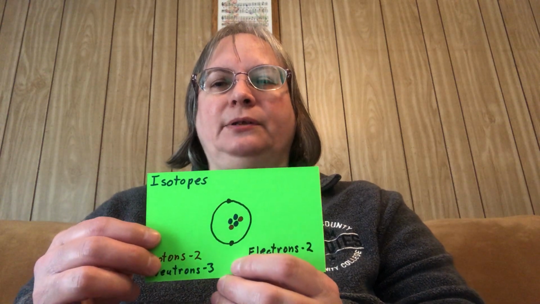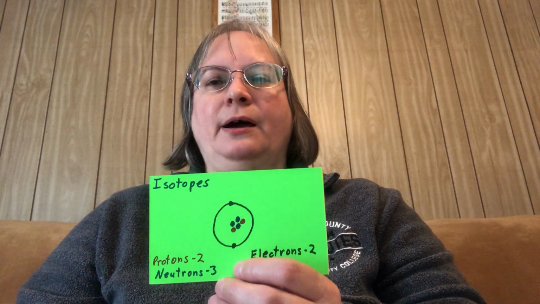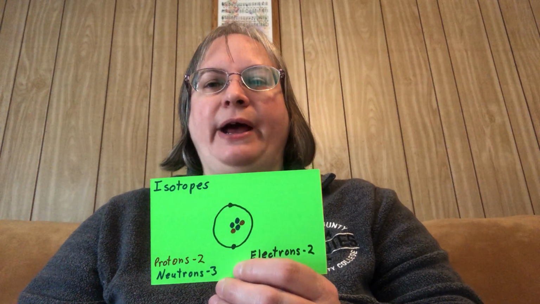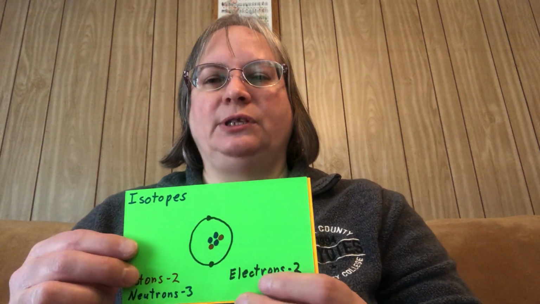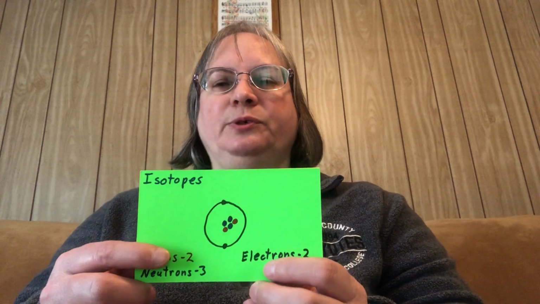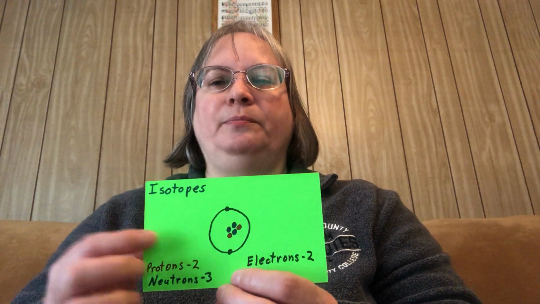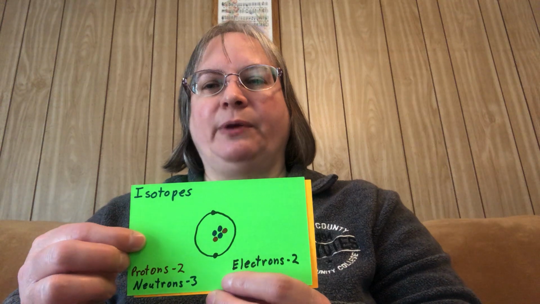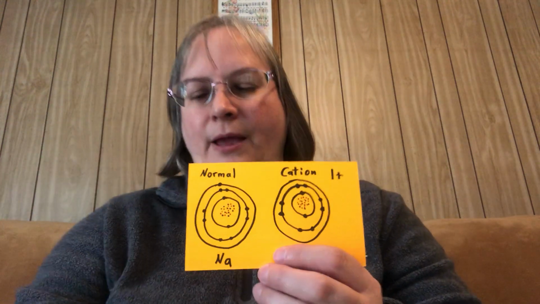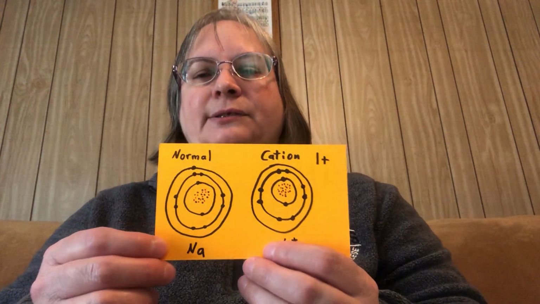So these are very useful for various things. Carbon 14 is where we get carbon dating from. There are other radioactive isotopes that are used in medical things, and we have radiation and different things that are used there. So isotopes are very useful. And most of them are stable, but a very small number of them are radioactive. So let's talk about ions.